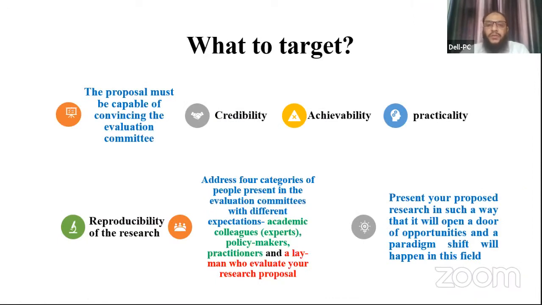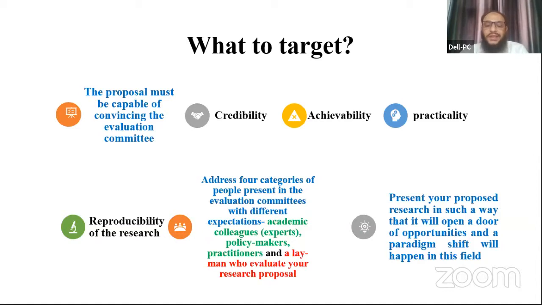And the third part of the title is what to target. It is the most important part. Before putting in our proposal, how and what to target. The proposal must be capable of convincing the evaluation committee. It is the most important part. Before writing a proposal, we should know that our proposal is very convincing for the evaluation committee.